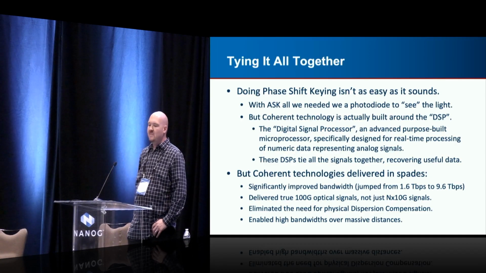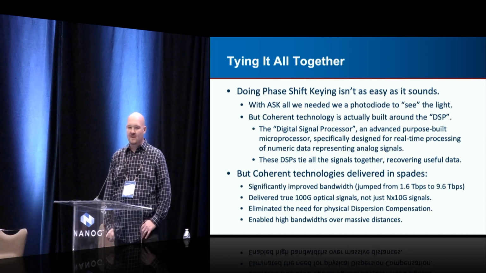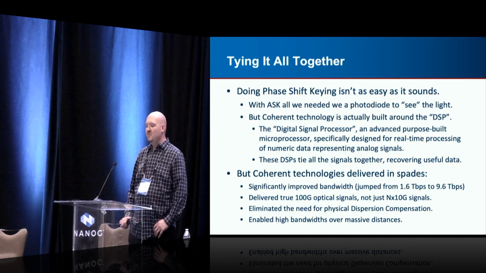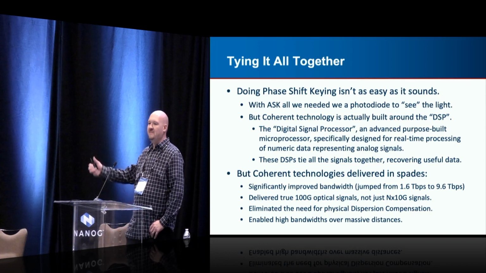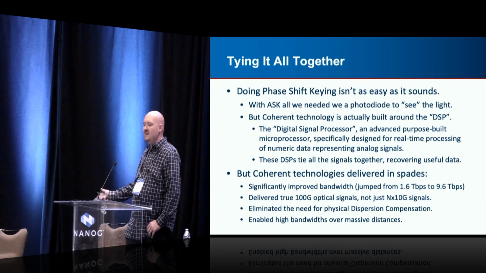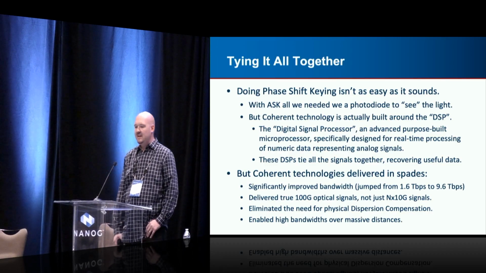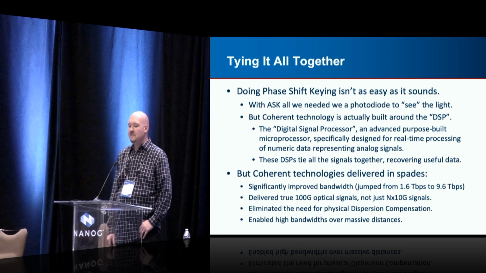We were doing 160 channels of 10 gig and hitting all of these NRZ limitations, and we moved immediately to 96 channels of 100 gig. So we jumped overnight from 1.6 terabit to 9.6 terabit. It gave us our first true 100 gig optical signals. So instead of just N by 10, we had real native 100 gig, and then it went up from there.